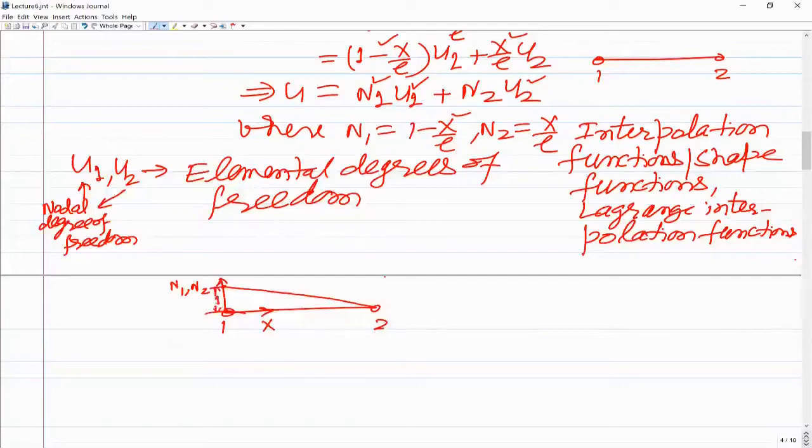If you look at n2, at capital X equal to 0 it is 0, and at capital X is equal to L it is unity. So the function will look like this. So this is unity over here.